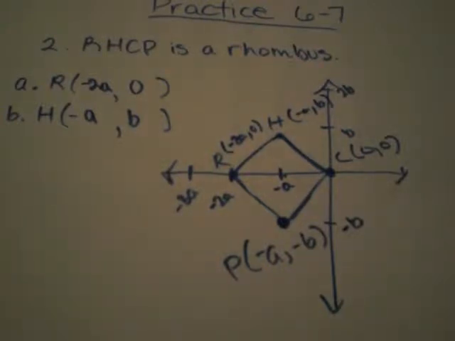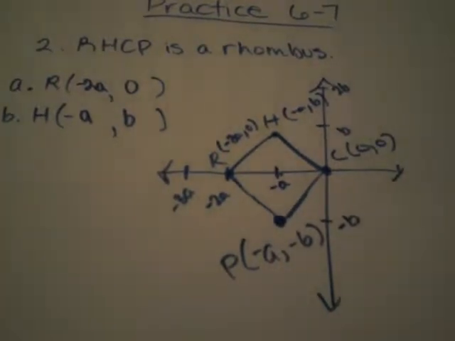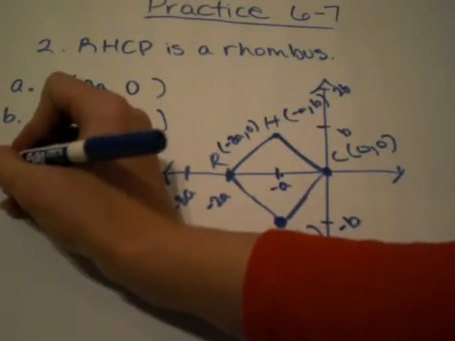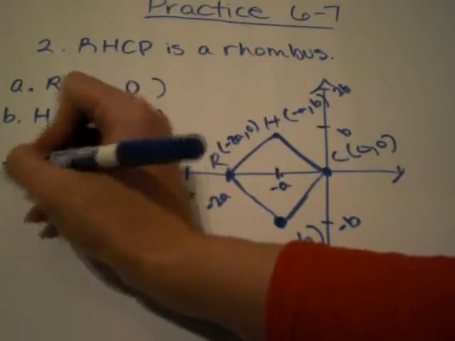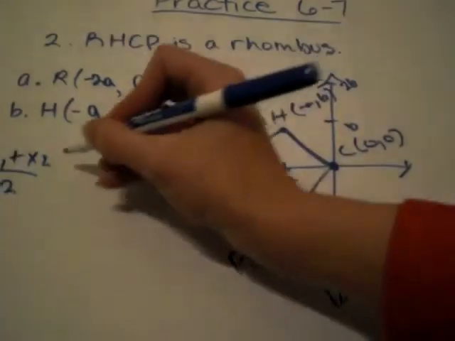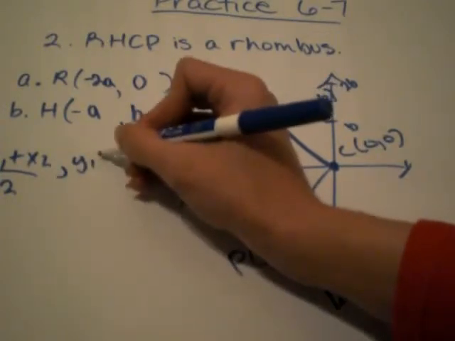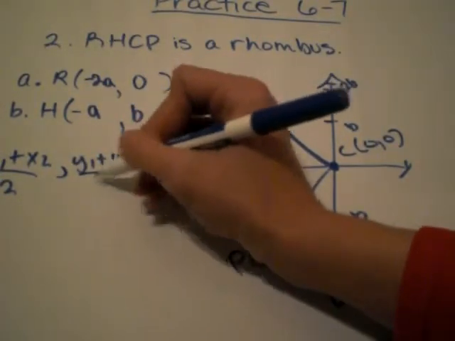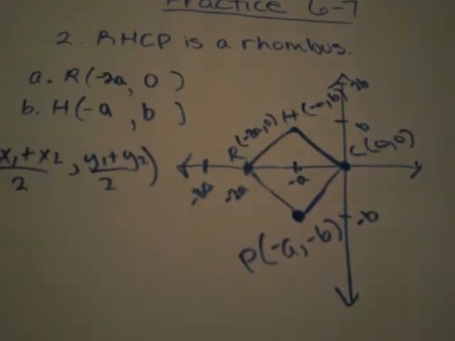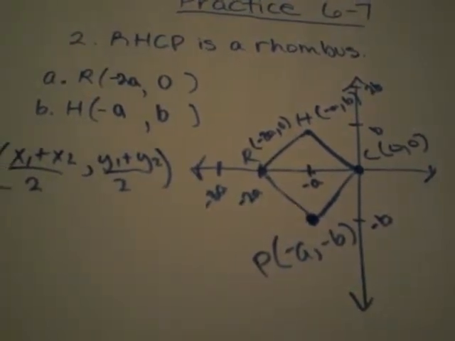So letter C says to find the midpoint of RH. So we use all the information that we found, and we're going to find the midpoint of RH. So our midpoint formula, remember, is x1 plus x2 over 2 and y1 plus y2 over 2.